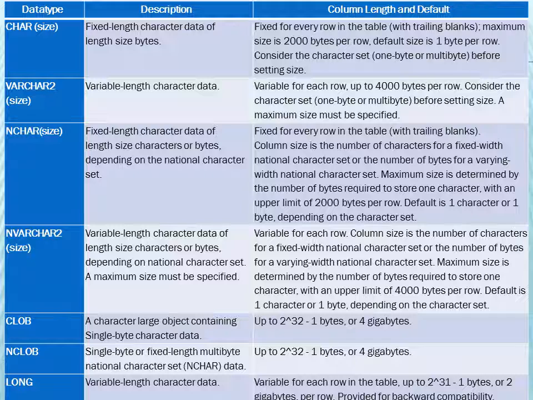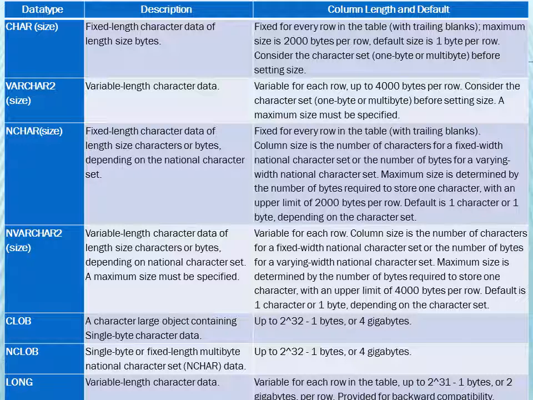Next is varchar2 of size. It is a variable length character data. It contains letters, numbers, special characters. It is also stored in the form of ASCII values. We can store up to 4000 bytes per row.